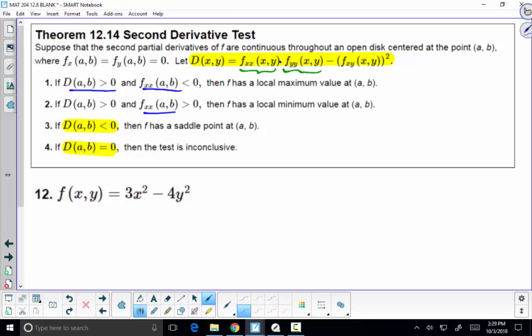And this just makes sense, right? If f sub xx is negative, that means you have concave down, which means a max. If the second derivative is positive, that means concave up, and you have a min. Second derivative negative means concave down. Second derivative positive means concave up. So this is the second derivative test from Calc 1, where you could look at concavity instead of tangent lines.